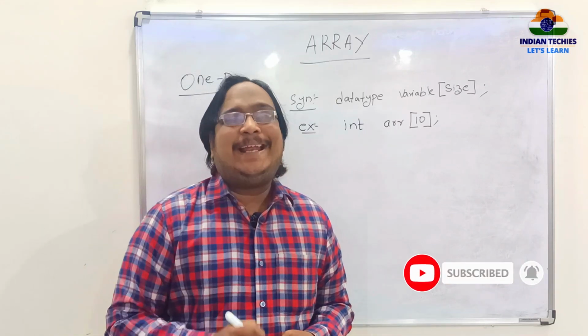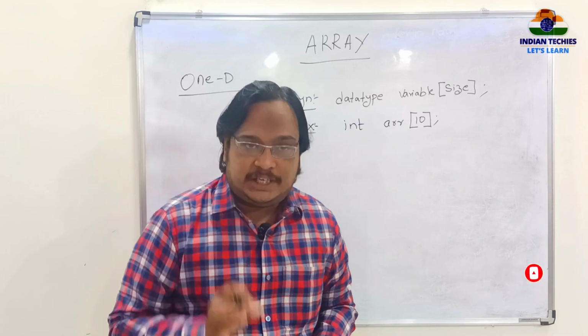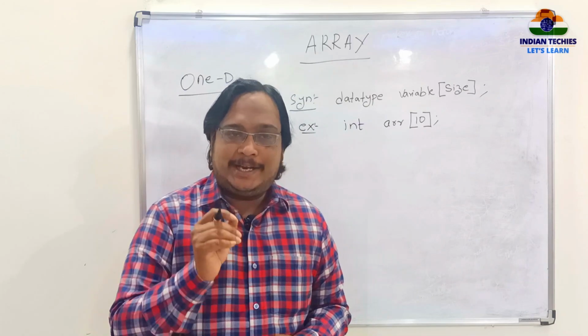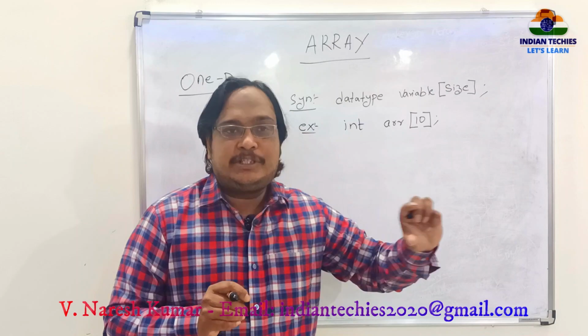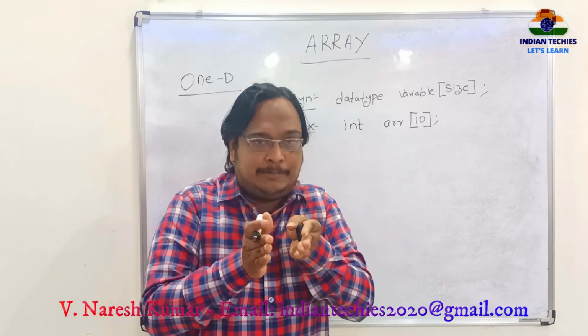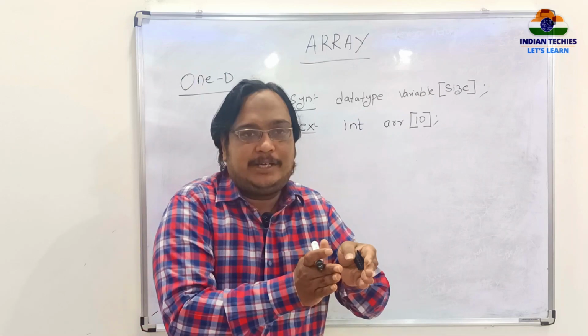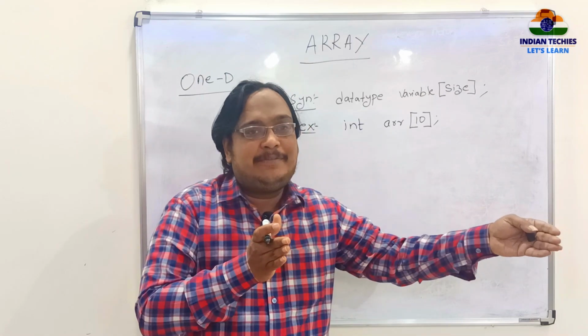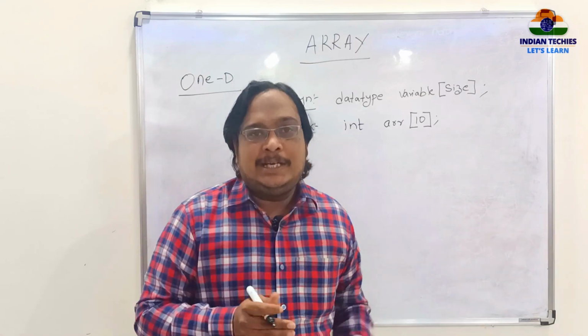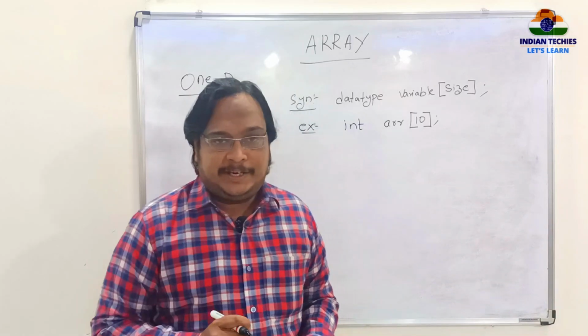So, an array allocates memory contiguously. Remember this point: an array allocates memory contiguously, meaning side by side. The first variable's memory, side by side with the second variable's memory, side by side with the third variable's memory. Like that, the memory for the 10 variables will be allocated continuously. That is one thing you have to remember in an array.